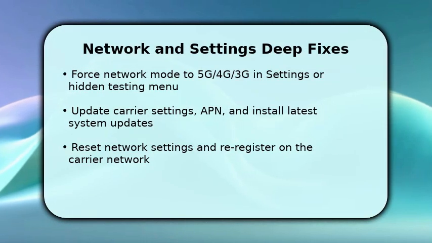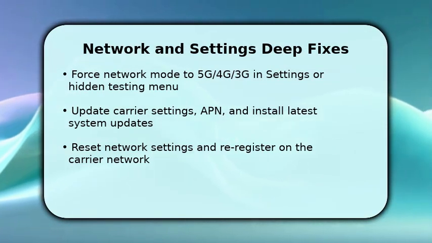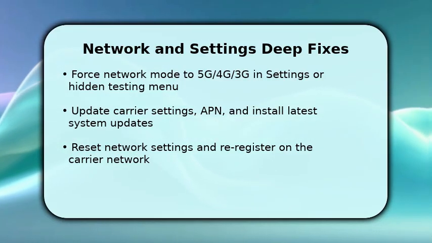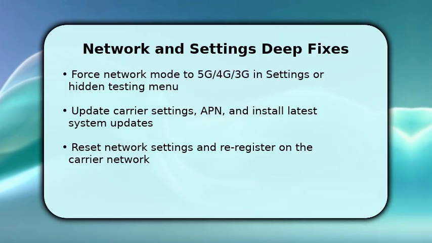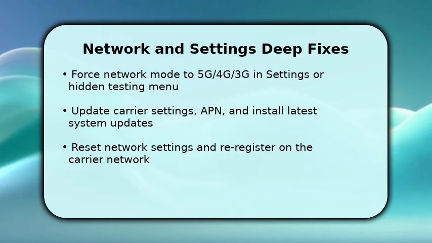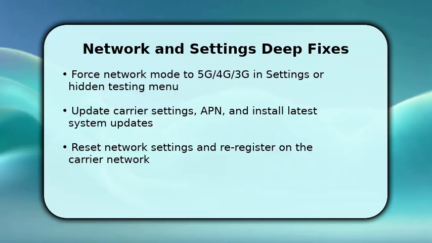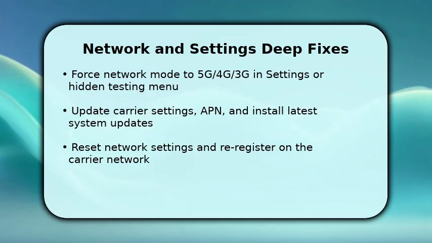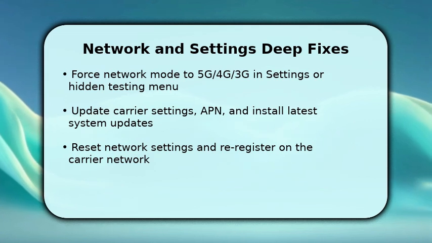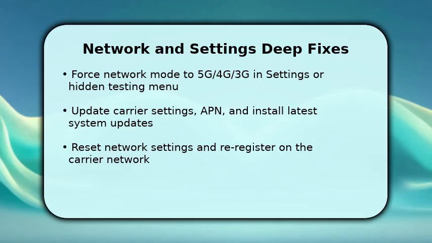Next, you dig into network configuration. Open the network mode selector and force 5G/4G/3G auto. If unavailable, use the phone's testing or service menu to pick NR bands. Make sure carrier settings and APN profiles match the provider. Install any pending OS or modem firmware updates because those enable new bands. If issues persist, reset network settings to clear corrupt configs, then re-register on the carrier network so your device negotiates fresh 5G capability with the tower.